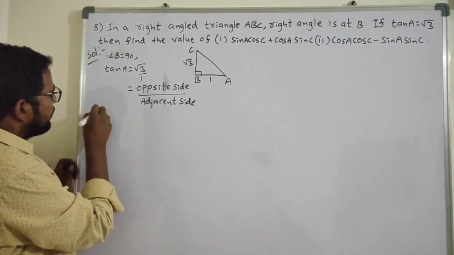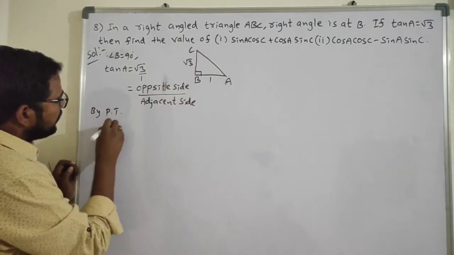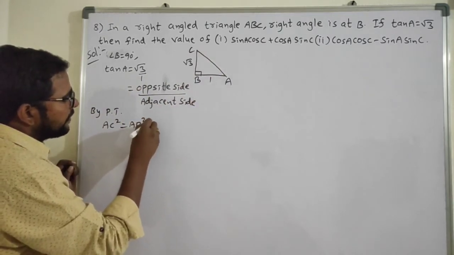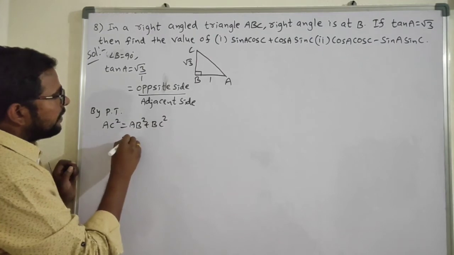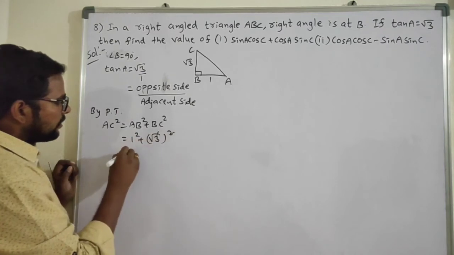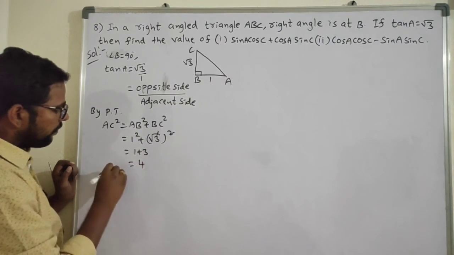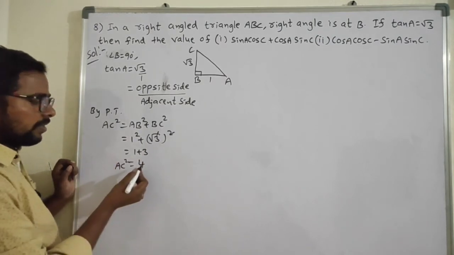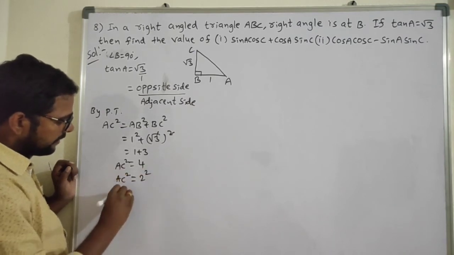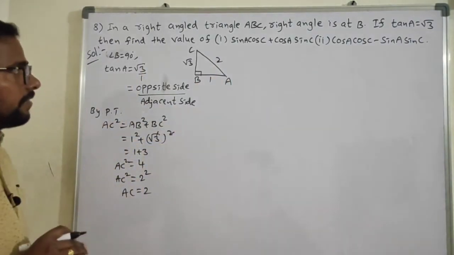By Pythagoras theorem, AC square is equal to AB square plus BC square. What is the AB value? 1 square plus BC value root 3 square. Square root cancels, so 1 square is 1, plus 3, that is 4. So AC square is equal to 4. We can write 4 as 2 square. So AC square is equal to 2 square, so AC is equal to 2. So this is 2.